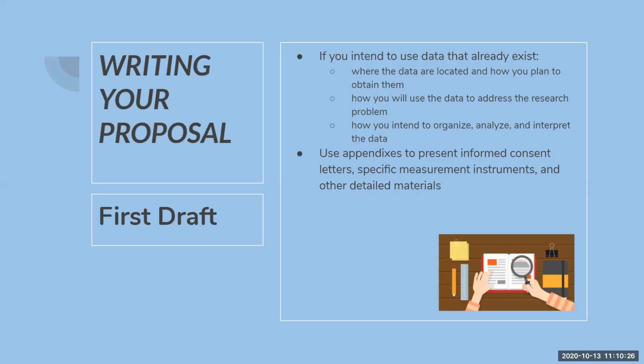This can be done by avoiding words like "I will show" and "I will prove that." And finally, if we intend to use data that already exist, we should include in the proposal where the data are located, how we're planning to obtain them, how we will use the data to address a research problem, and how we intend to organize, analyze, and interpret the data. We should always utilize appendixes to present informed consent letters, specified measurement instruments, and other detailed materials.